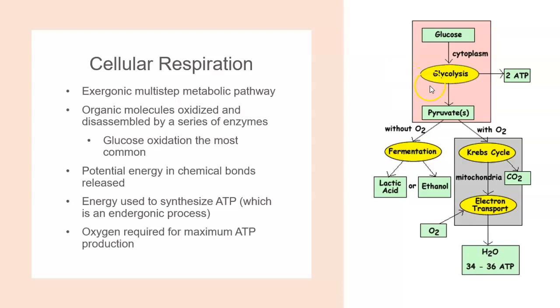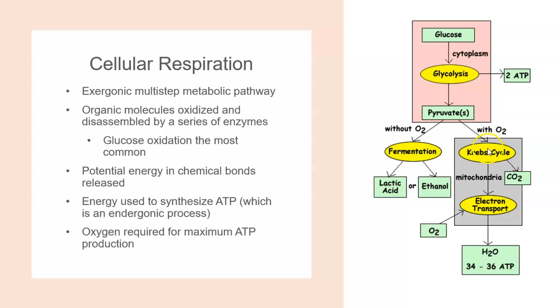Now remember, glycolysis occurs in the cytoplasm of the cell. The Krebs cycle, also called the citric acid cycle, the TCA or tricarboxylic acid cycle, they're all the same thing. I don't care which one you call it, okay? Just know what you're talking about. So this is also in the cell, but it's within a specialized organelle called a mitochondria, okay?